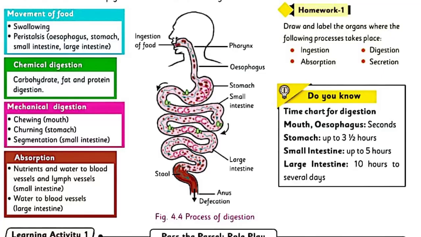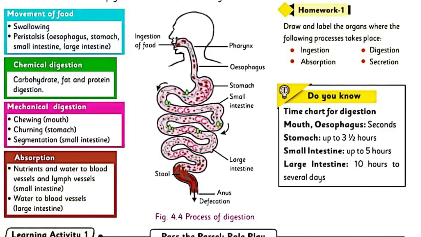Homework 1. Draw and label the organs where the following processes take place: ingestion, digestion, absorption, secretion.